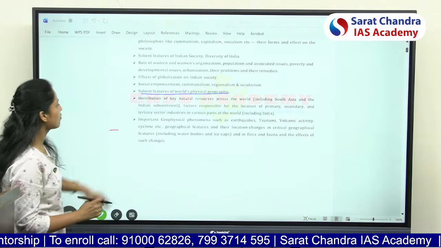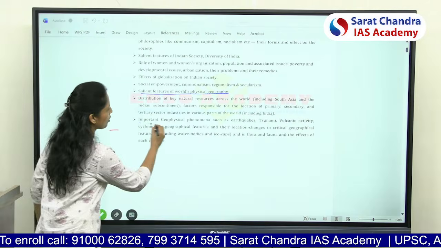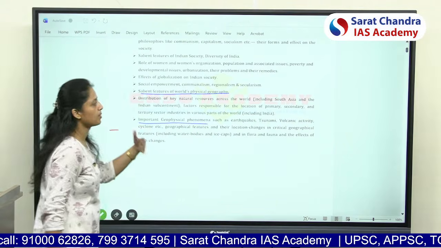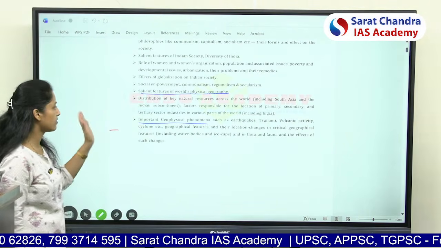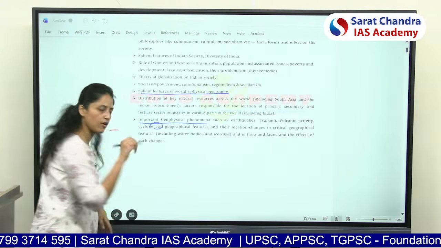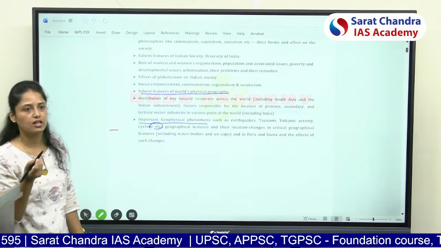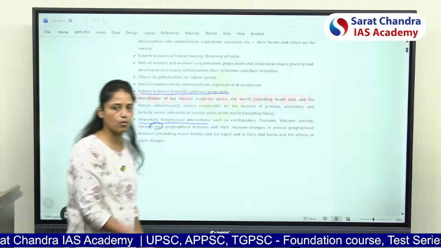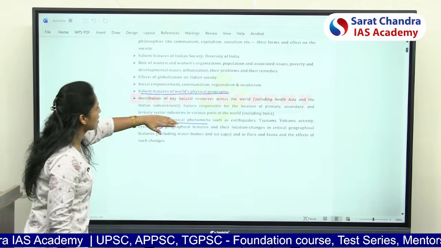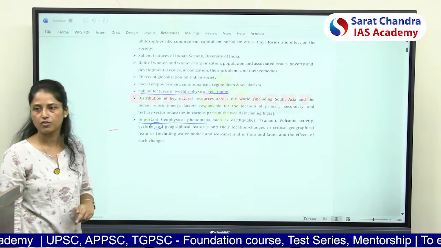Now the next part of physical geography will be important geophysical phenomena. For example, earthquake, tsunami, volcanic activity, cyclone, etc. So with etc. you have to think about what all other things are in the news, and think about those phenomena. This geophysical phenomena is also part of physical geography only.